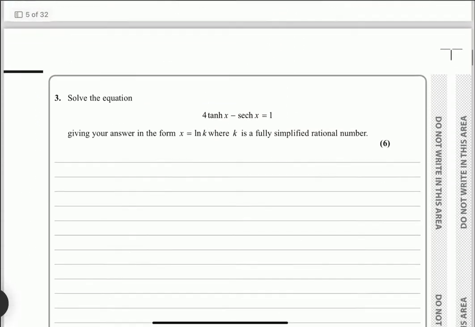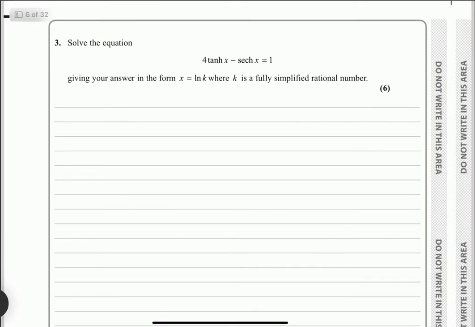On to question 3. Hyperbolic trig. So we've got 4 tanh x minus sec x is equal to 1. I think it's always good to get it in terms of sinh and cosh.